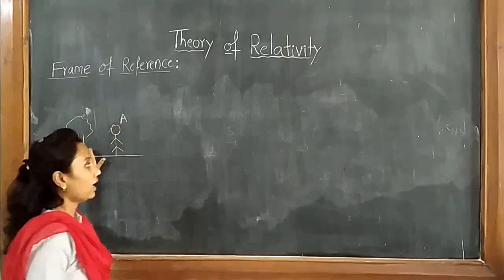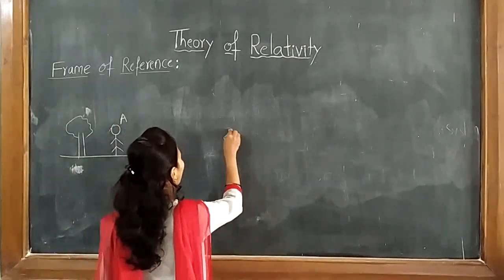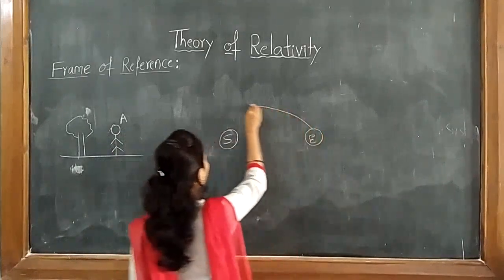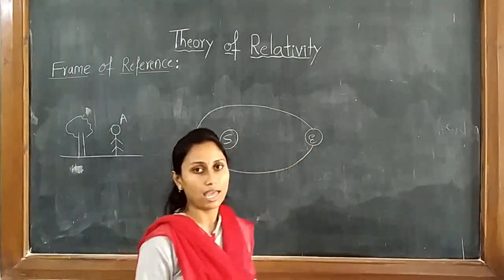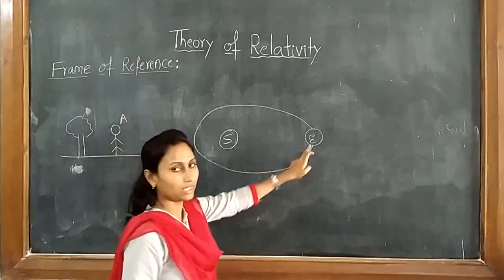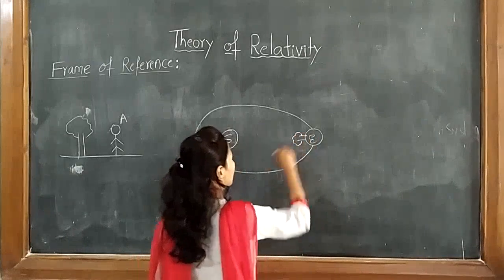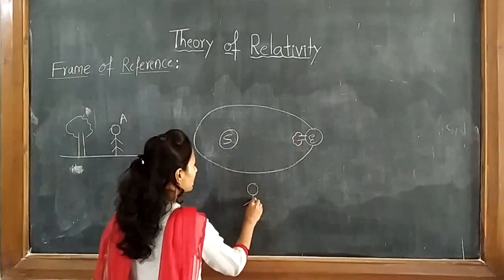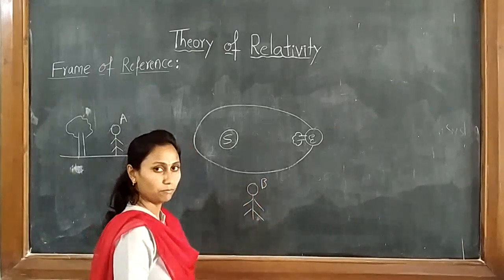In the second case, as we already know, the earth rotates around the sun in an elliptical orbit. This tree is there on the earth. Let me take the position of the tree here, so starting it is here. Now I will take another person who is there in space, and I will give his name as B.